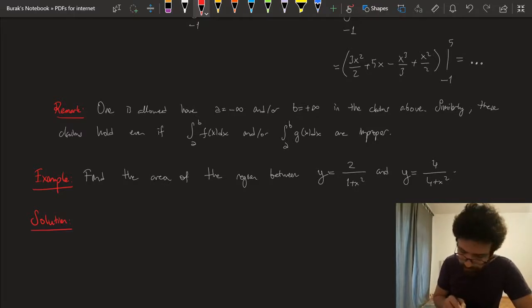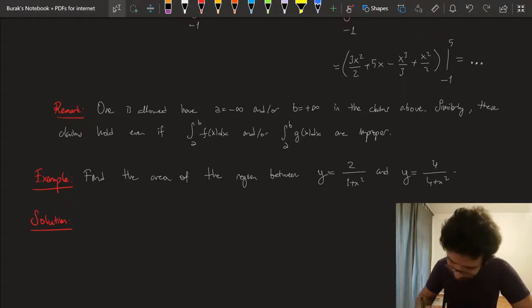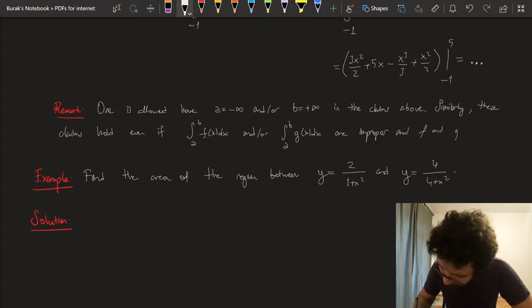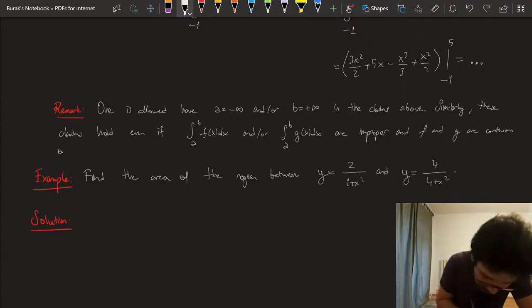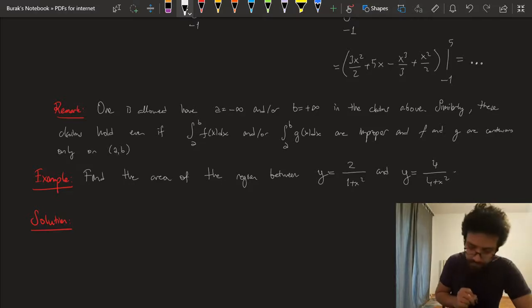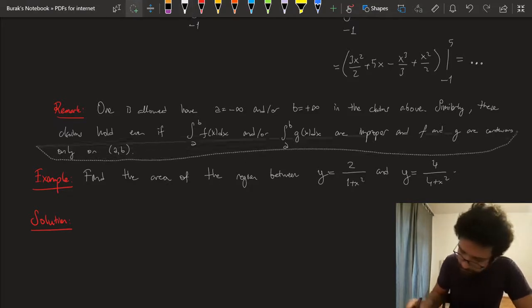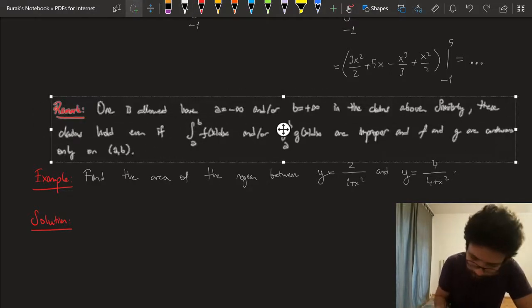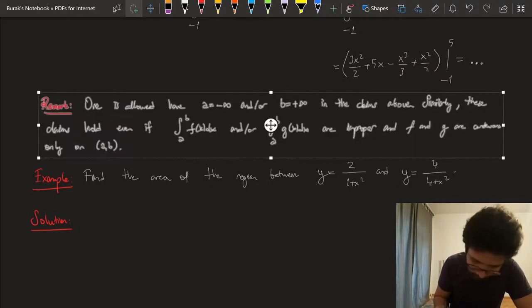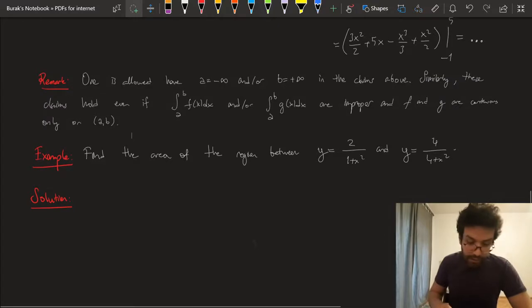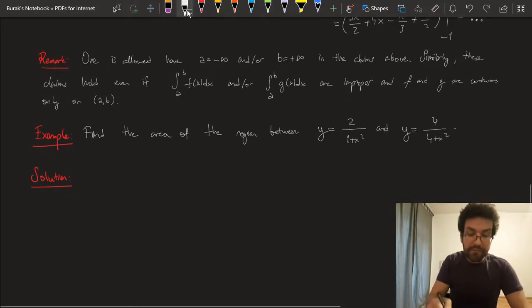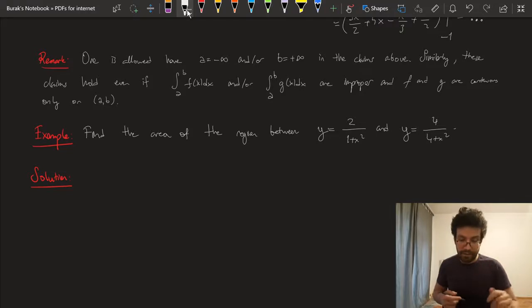Similarly, these claims hold for improper integrals, where f and g are continuous only on the open interval (a, b). Let's put it over here. Now, in this question, we will have to deal with improper integrals. You'll see why in a second.